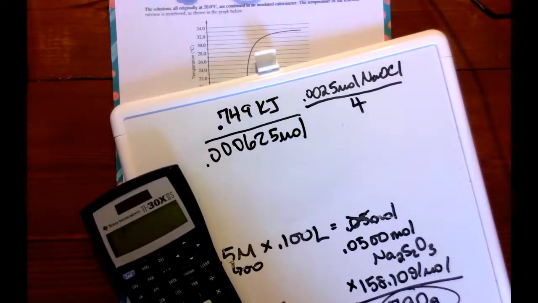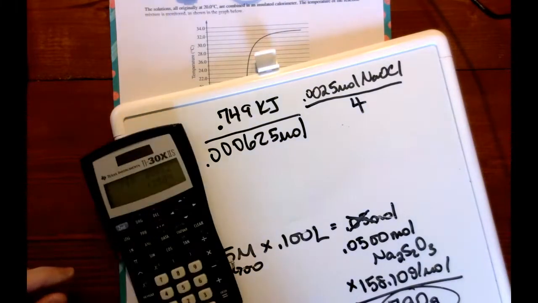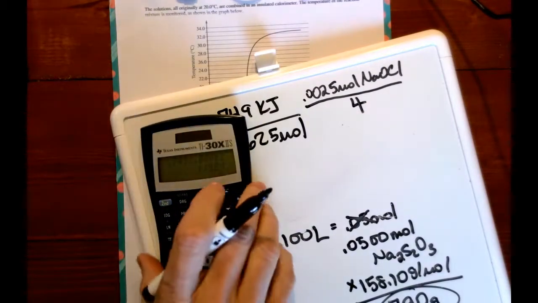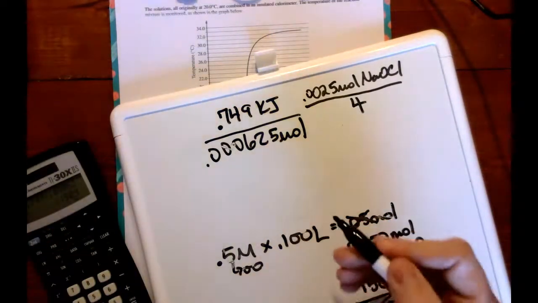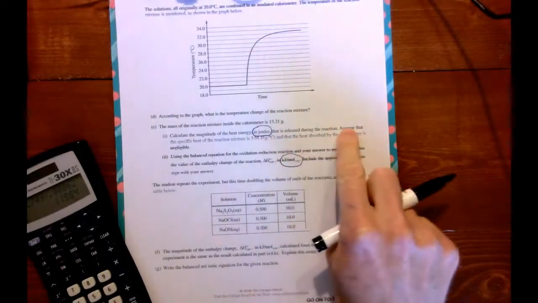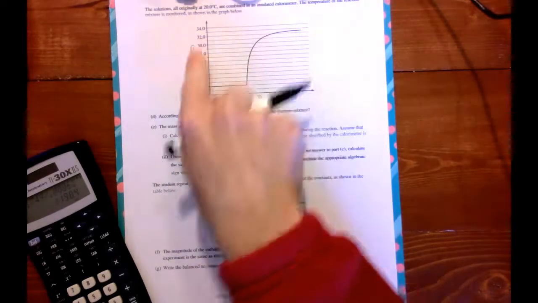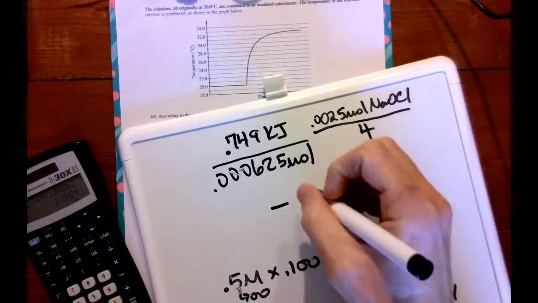So 0.749 divided by 0.000625, and we get 1,198.4 kilojoules per mole. But be careful. We were asked to pay attention to the algebraic sign. And it even says right here, for that is the energy that is released during the reaction. The reaction releases energy, the solution gains it. So we're going to have to make this negative, and we need 3 sig figs.